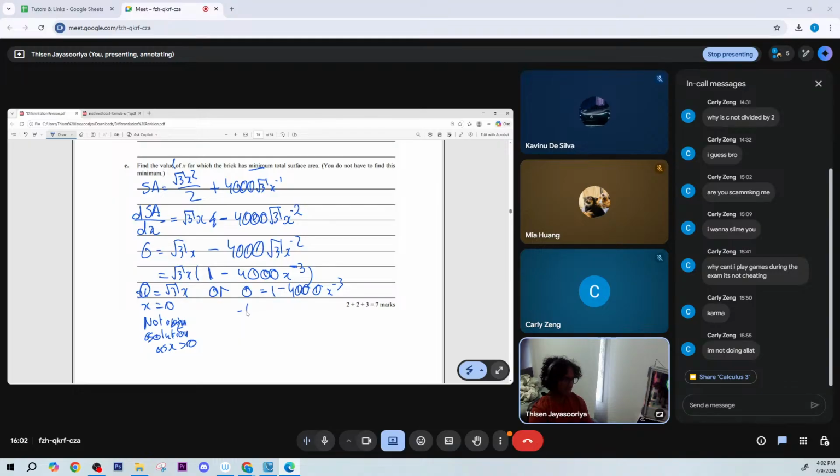We can solve this one. We get 1 equals 4,000 over x cubed. Then what we can do is 1 over 4,000 equals 1 over x cubed. Then we get x cubed equals 4,000, which means that x equals the cube root of 4,000. And that's all we need, because it's only asking us for the x value. And it says do not find the minimum, because I wouldn't want to have to sub x equals the cube root of 4,000 into my expression.